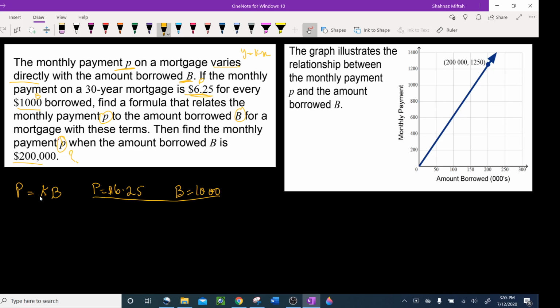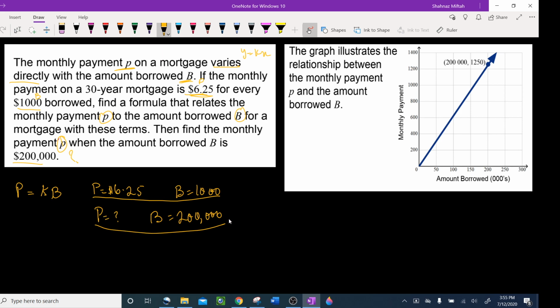Then we have find a formula, which we already did. Then find the monthly payment P when the amount borrowed is $200,000. Now pay attention closely. This is another piece of information. Now, what are we looking for? I said that before, and I'm going to say it again. Read the question several times, underline the way I did it. Then I wrote down the information, and here we found a formula. And then I will start solving my actual question, what they are asking me.